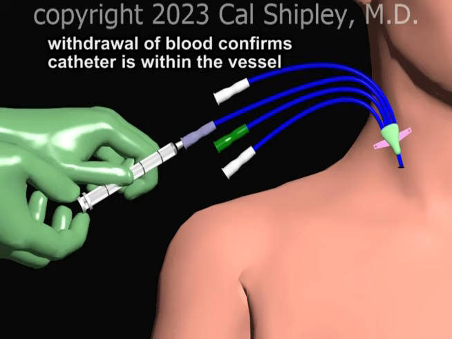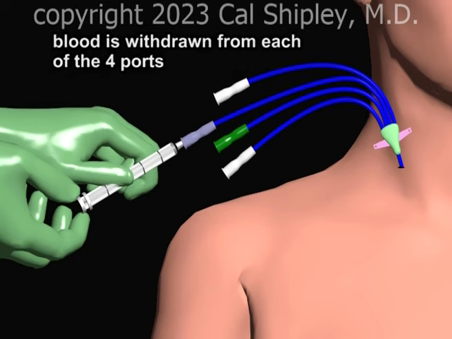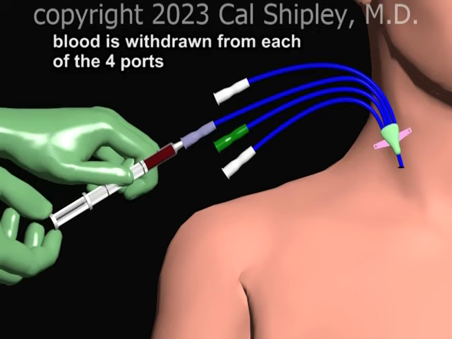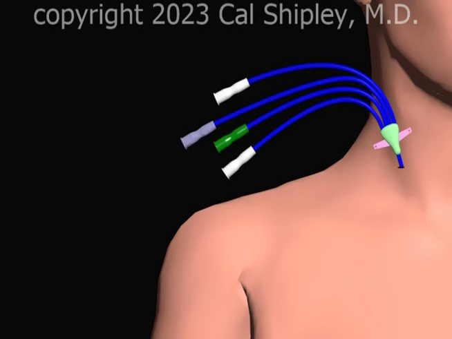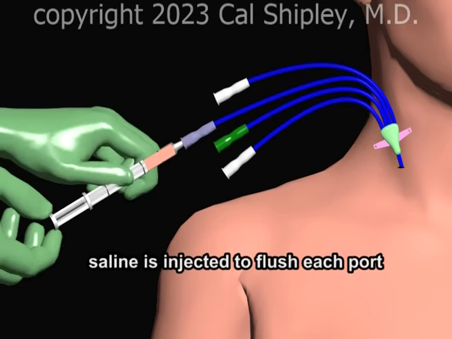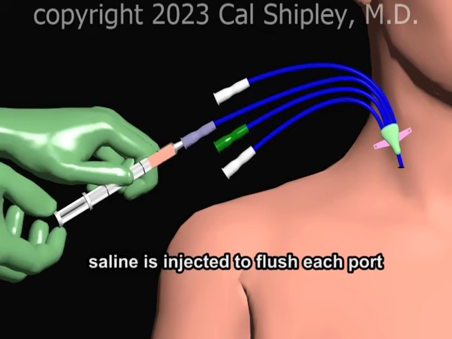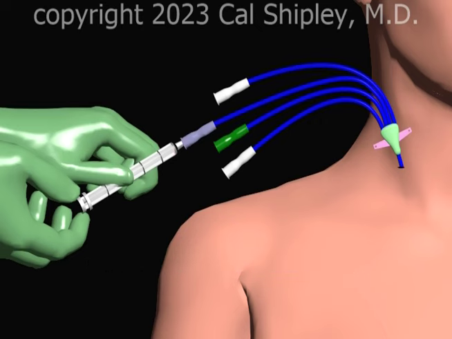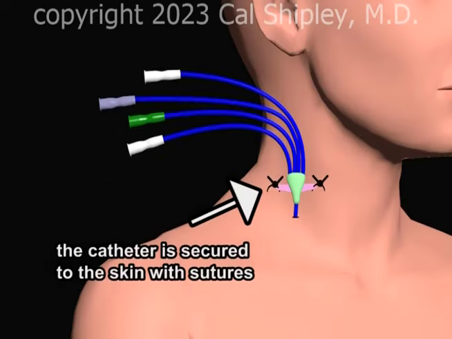Again, the blood is examined for color and for any sign of pulsatile entry into the syringe, possibly indicating an inadvertent carotid artery placement. Blood is then withdrawn from each of the four ports in turn to confirm their patency, and then flushed with saline. The catheter is then secured to the skin with sutures and a sterile dressing applied.